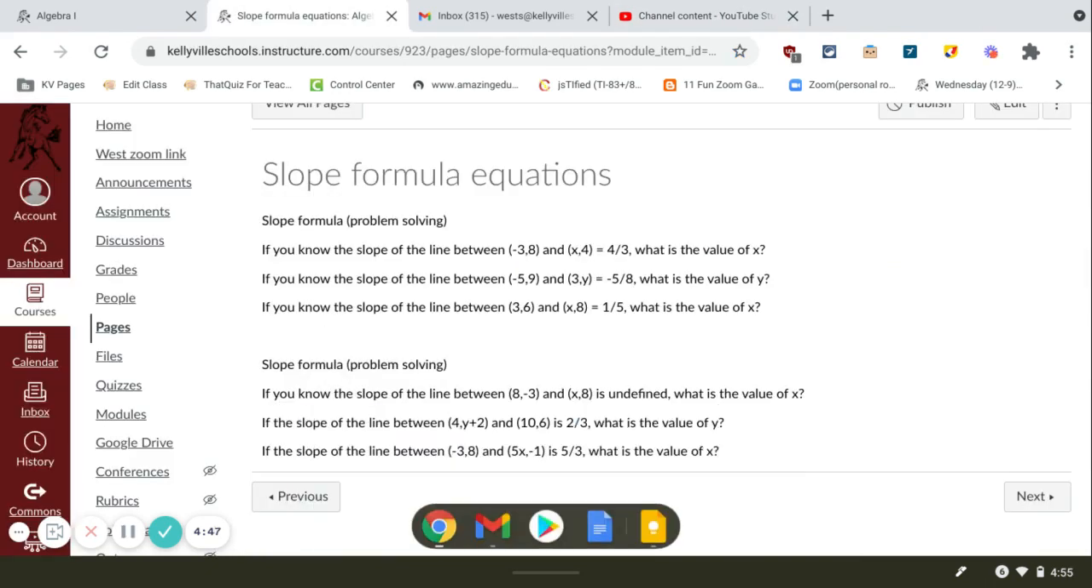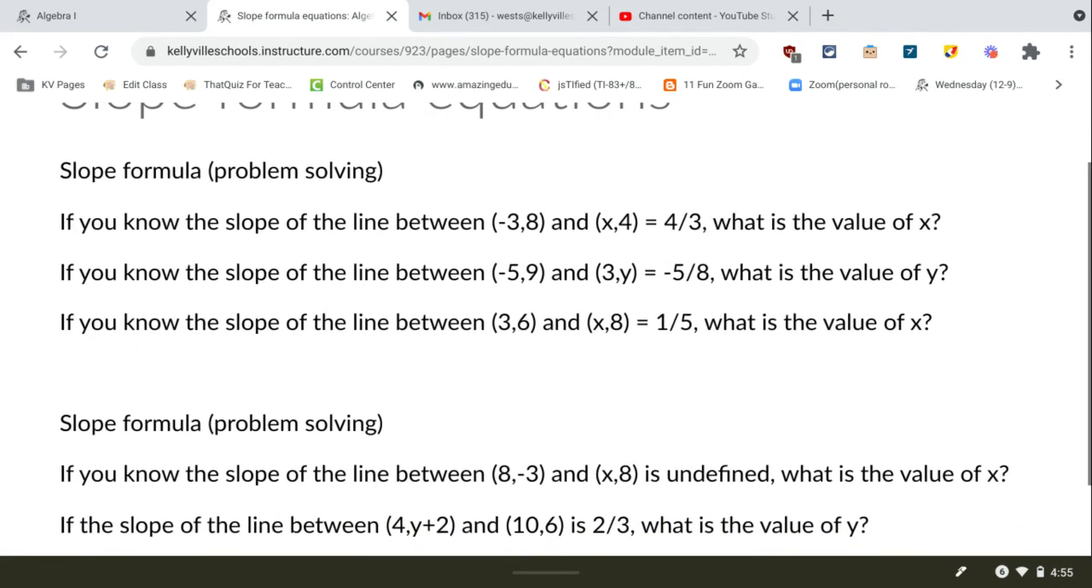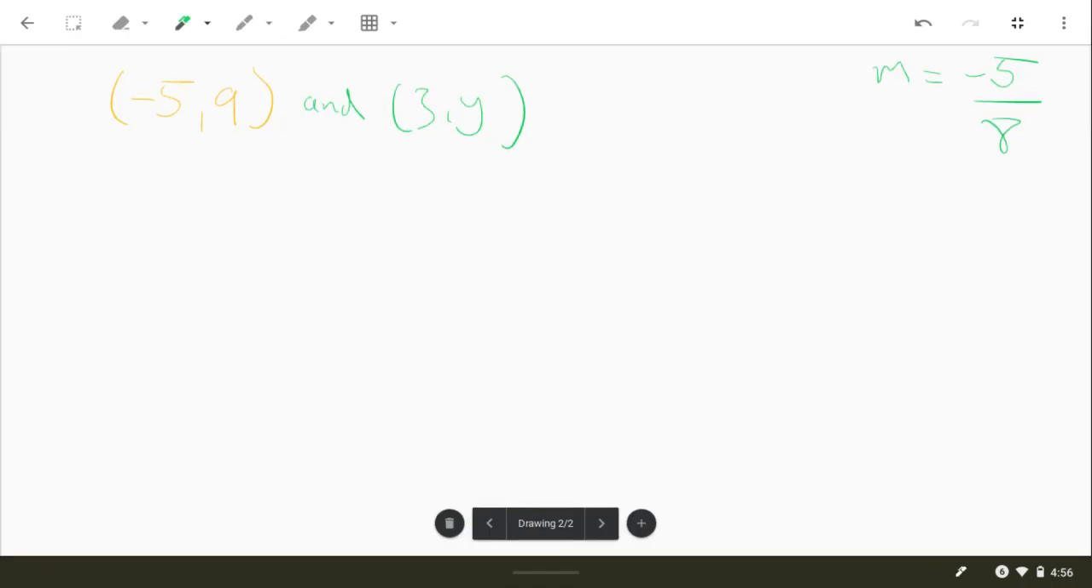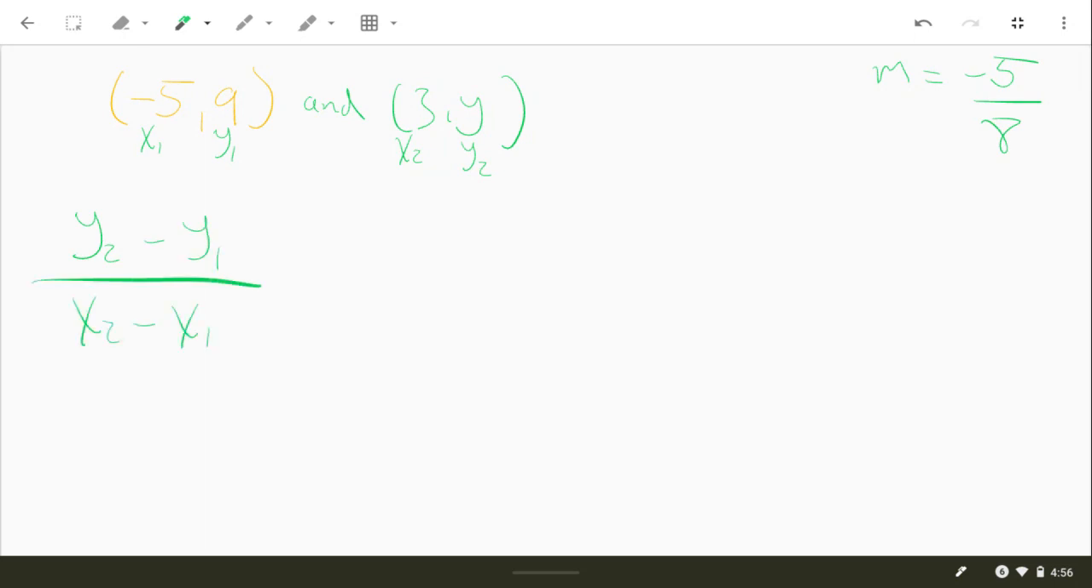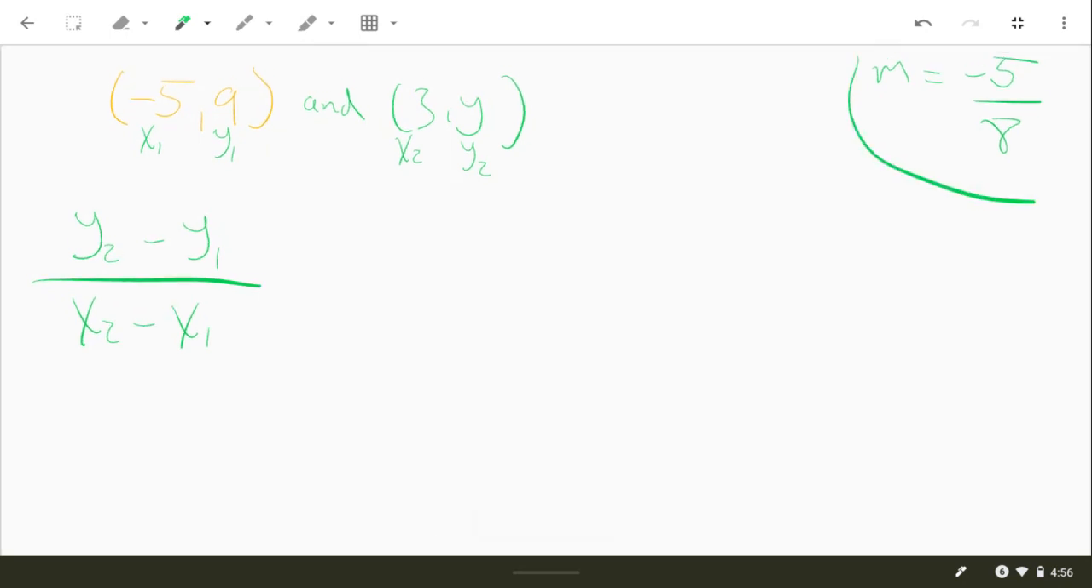All right, so for this video, I think I'm only going to be able to fit in 2 of these. I'm going to go ahead and do the second example here. So it's the one with 5, 9, and 3 comma y. It's the same idea. You've got 2 points, and it says the slope is -5 over 8. You got to find the value of y. Okay. So, I'll call this x1, y1, x2, y2, and we're going to be plugging those into the slope formula. That's equal to m, your slope, which is equal to -5 over 8.